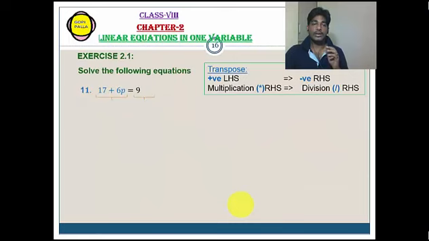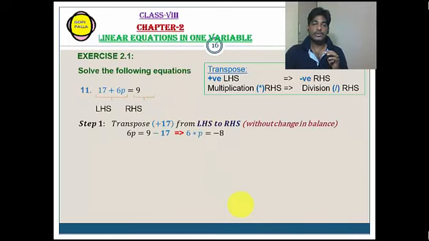Similarly, the 11th problem, here also we will use the same transpose concept. So here first we should eliminate 17, which is constant. So 17 positive, from the left hand side to right hand side, it will become negative. So 6p is equals to 9 minus 17, 6p is equals to minus 8. So here we should get the p variable value.